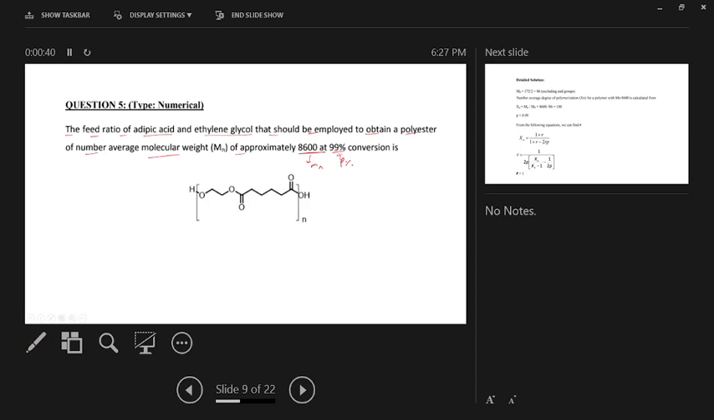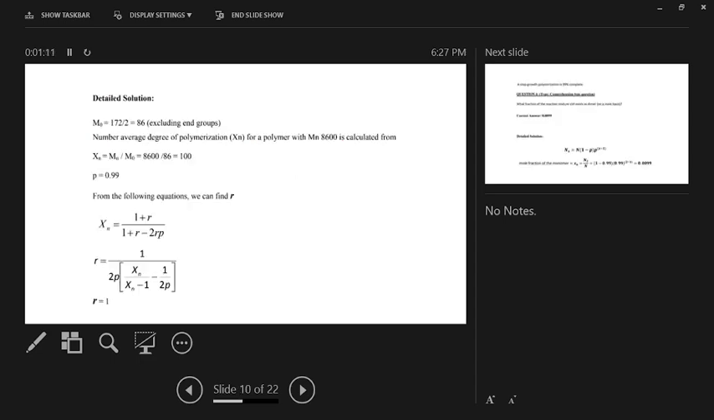So what we need to find out is the feed ratio of acetic acid and ethylene glycol that should be employed to obtain the polyester molecule. How much will the ratio be? So we need to find out R. The polymer has number average molecular weight 8600 and conversion is 0.99. We already know the formula, so we will put the values in this formula.